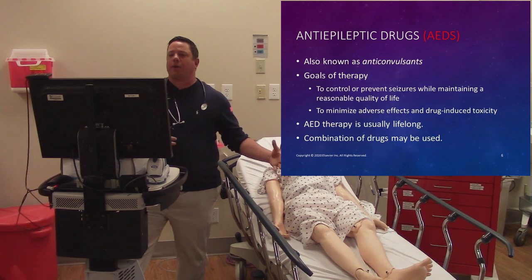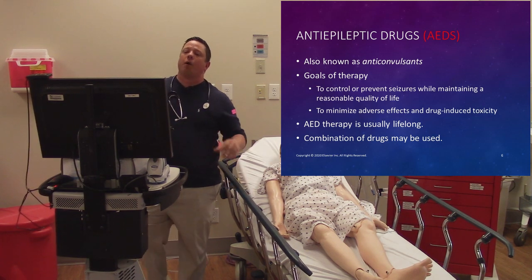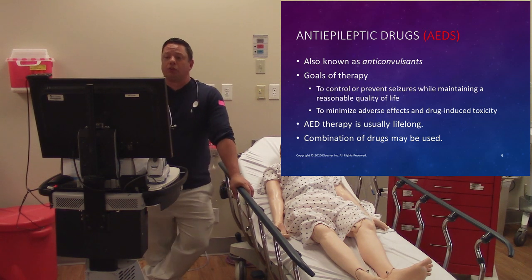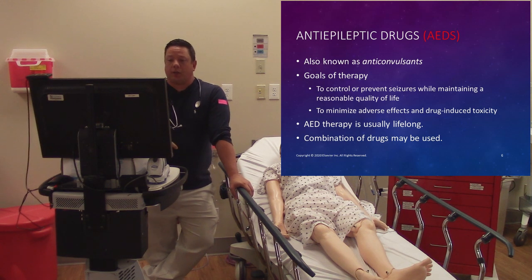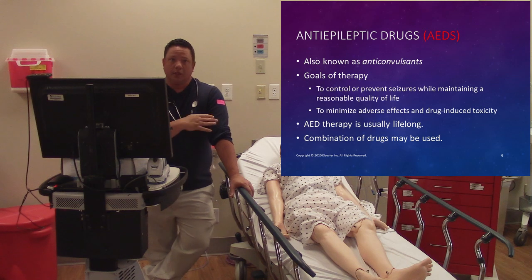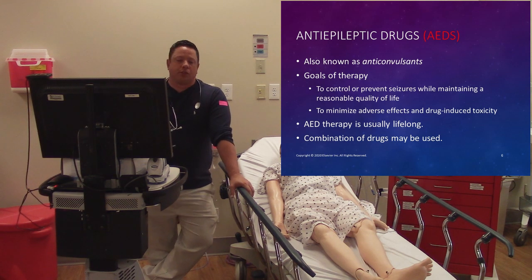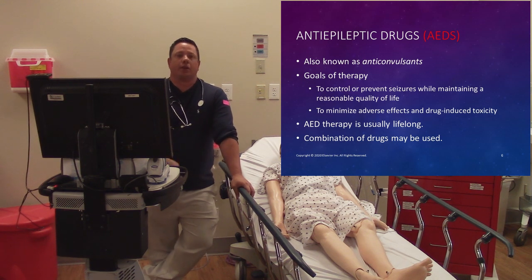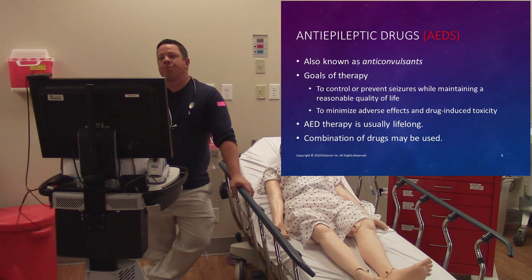Goals of therapy with these drugs. What's the therapeutic outcome? To control or prevent seizures while maintaining a reasonable quality of life, to minimize adverse effects that are drug-induced toxicity, and also anti-epileptic drug therapy is usually lifelong. If people have seizure disorders, they're generally going to be on these medications the rest of their lives. A combination of drugs may be used, but that's going to be up to the physician. You can see one drug, you can see two drugs, whatever it's going to be.